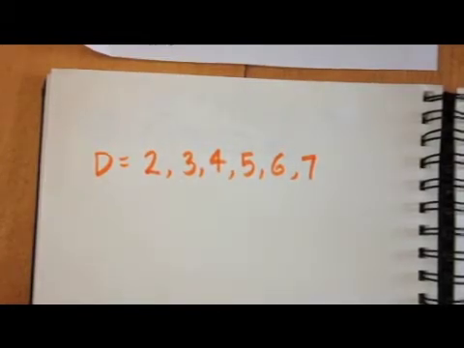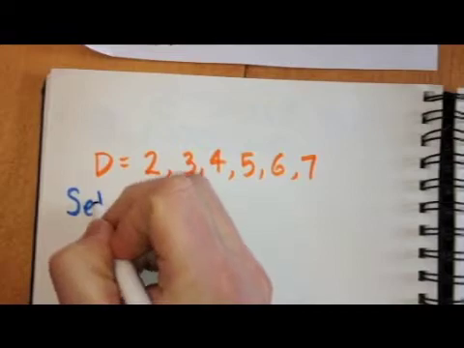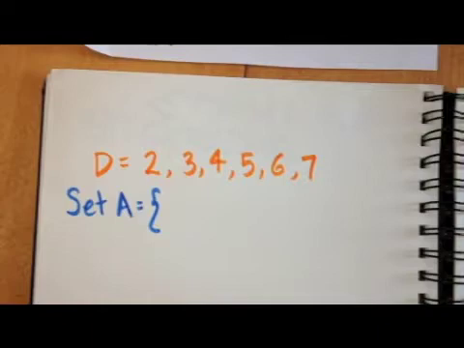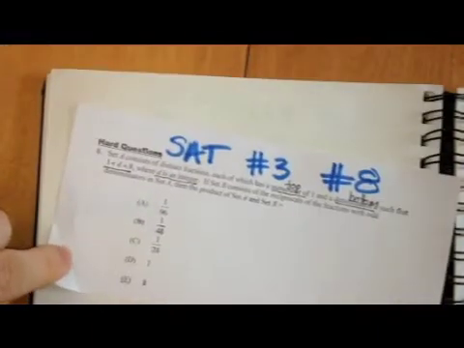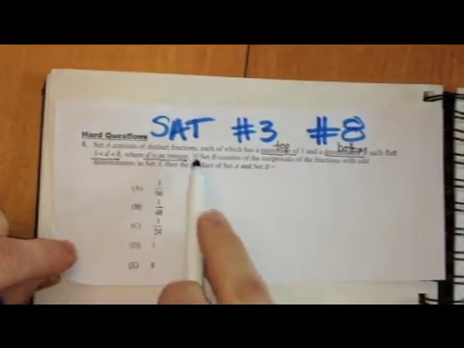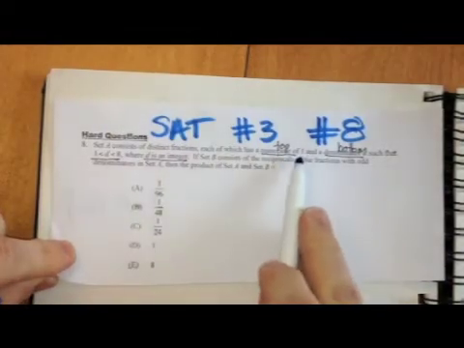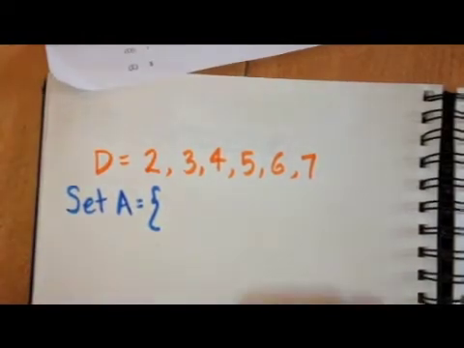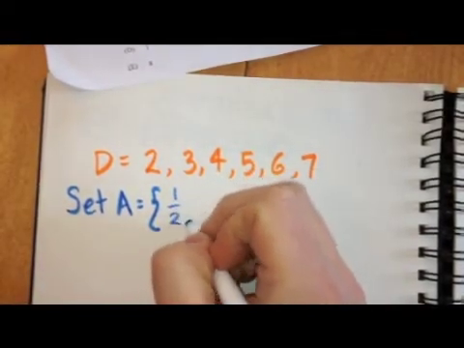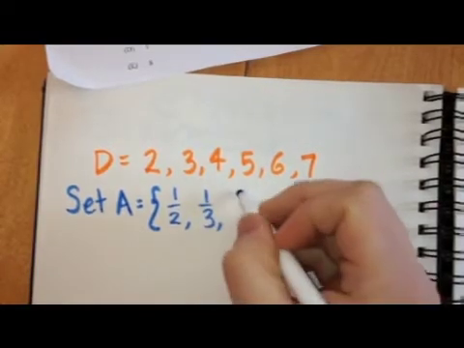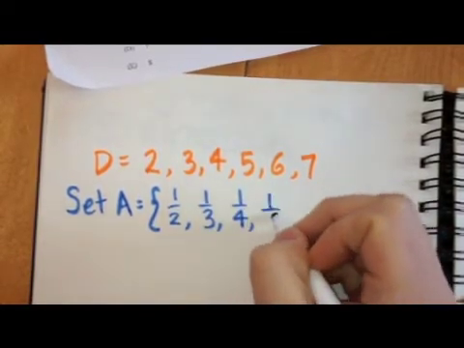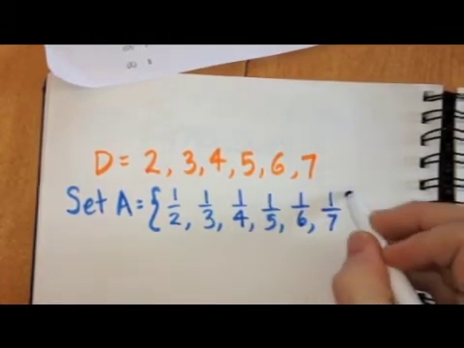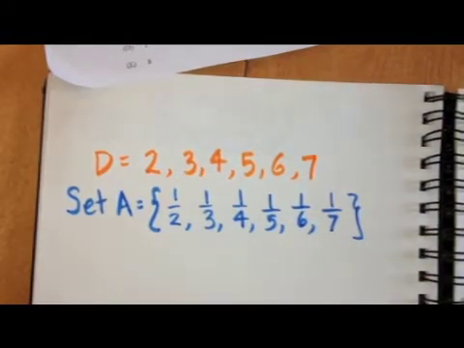Now set A is next. Set A is a list of numbers. Our problem said that set A is made of fractions that have a top number of 1 and a bottom number of d. So that makes our fractions 1/2, 1/3, 1/4, 1/5, 1/6, and 1/7. Moving on.